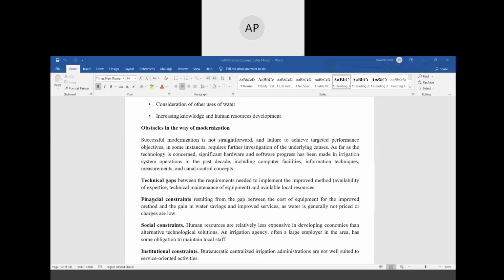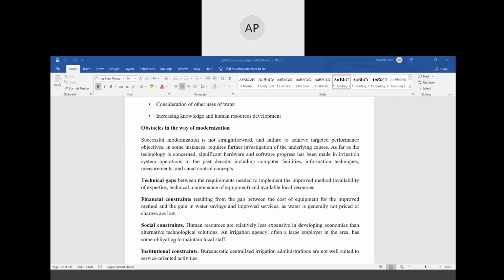There is also a term that means financial constraint, which may be another factor. It results in a gap between the cost of equipment and improved method, and the gain in water savings and improved services, as water is generally not priced or charges are below cost.